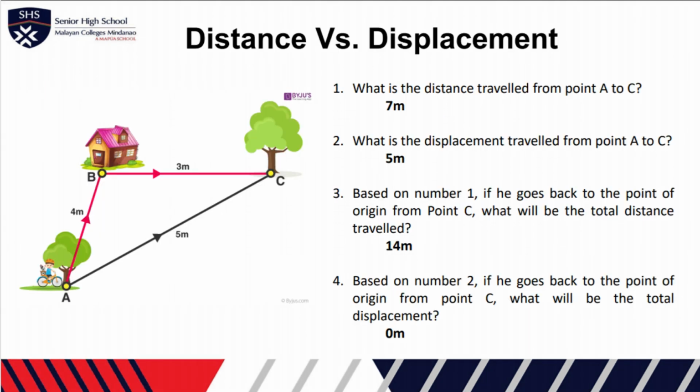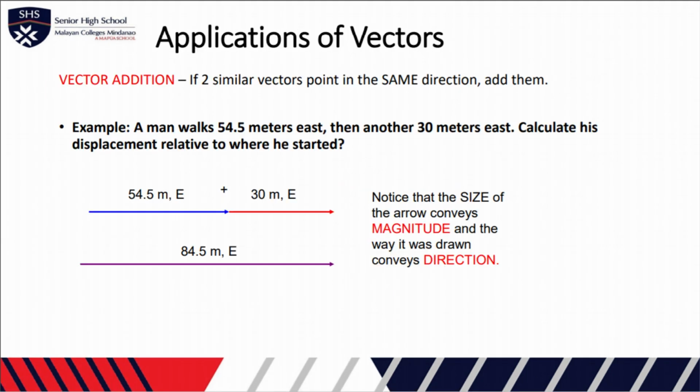Now this time, let us talk about the application of vectors. You are very good already at writing and expressing a vector. This time, let us apply those to such conditions. First is vector addition. It is simply the addition of vectors. If two similar vectors point in the same direction, then you can add them. We have here an example.